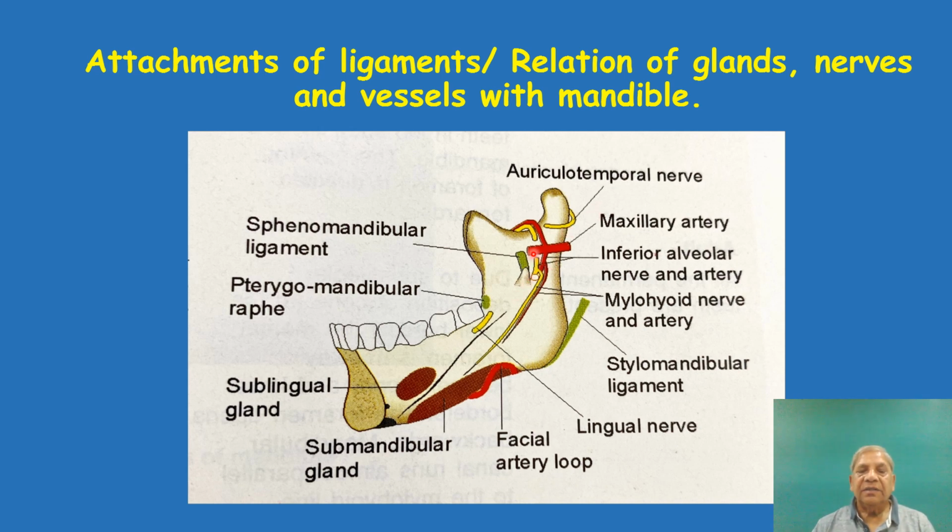Then you can show that the inferior alveolar nerve goes inside the mandibular foramen into the mandibular canal and comes out as the mental nerve on the outside of the body. But before it goes inside the mandibular foramen, it gives a branch called the mylohyoid nerve. Similarly, there is an artery related to the inner aspect of the ramus of the mandible, just below the neck of the mandible. This is the important maxillary artery, and it gives the inferior alveolar artery, which goes along with the inferior alveolar nerve into the mandibular foramen. So these many nerves, blood vessels and ligaments are in relation to the mandible.